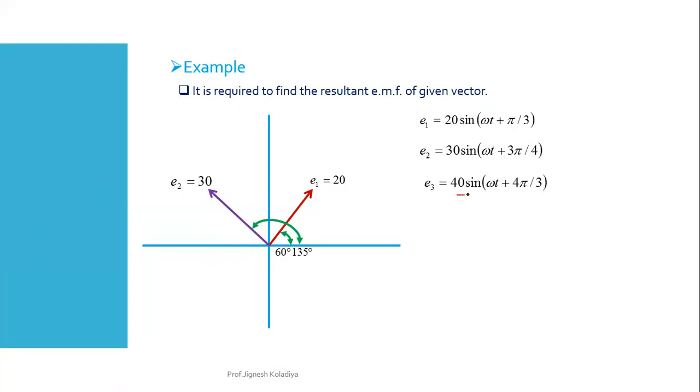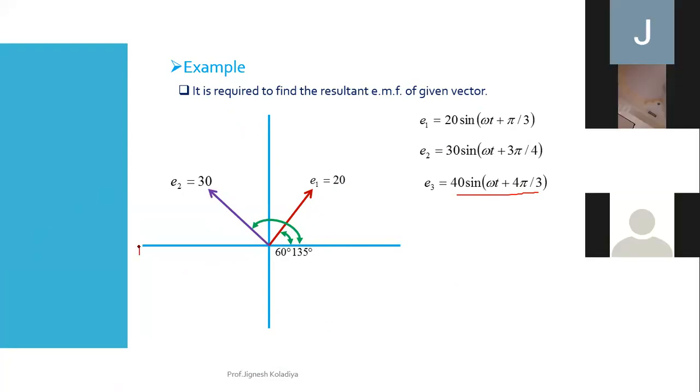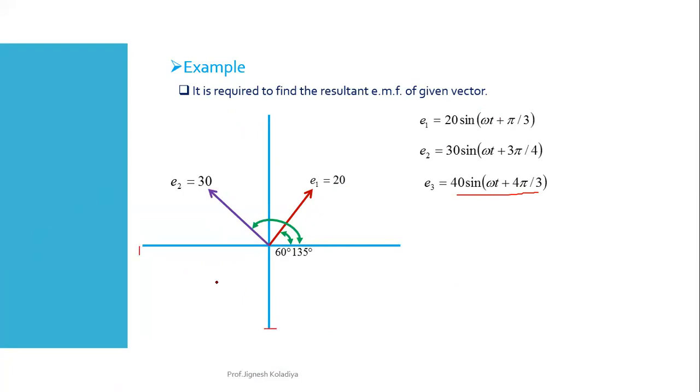And the last is 40 sine omega t plus 4 pi by 3. 4 pi by 3 means 240. So here is 180 and this is 270. That means your vector is in between this. So this is my third vector at 240, its magnitude 40. Now can anyone tell me how we can apply the parallelogram method?